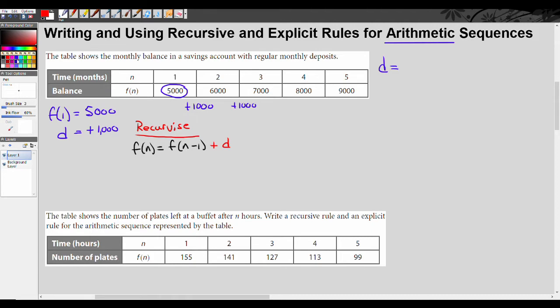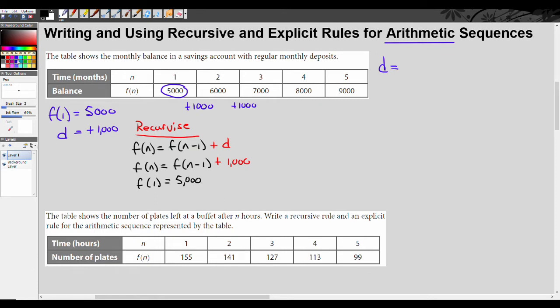So in this case, for this sequence, our recursive rule looks like this. F of n equals f of n minus 1. And what is my common difference? Plus 1,000. And there's the rule. It's that simple. Now, whenever you're using a recursive rule, you always have to identify the first term. So we're going to say, okay, f of 1 equals 5,000. And that's your recursive rule.